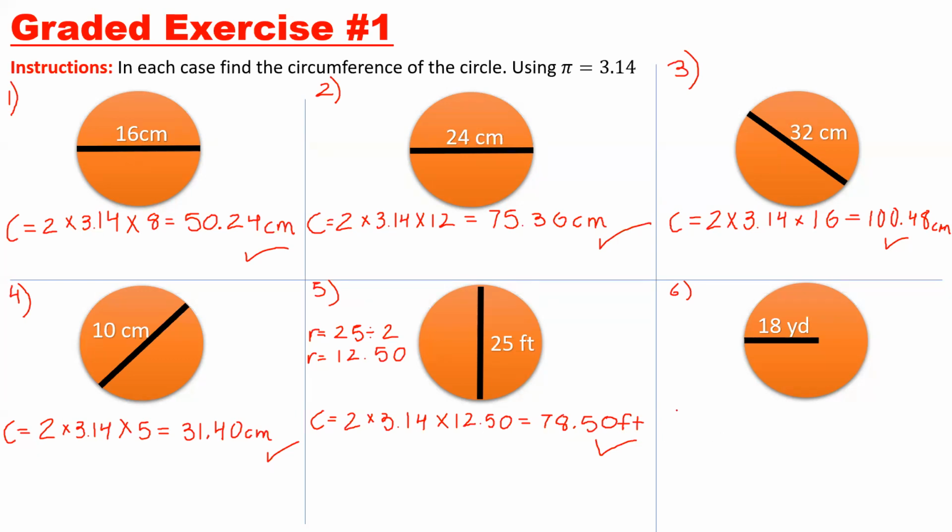What do we have for number 6? C is equal to 2 times 3.14 times 18, or times 9? 18, because it's the radius. Oh, this is the radius. I got it mixed up. What is 18 divided by 2? 9. So why are we using 9?